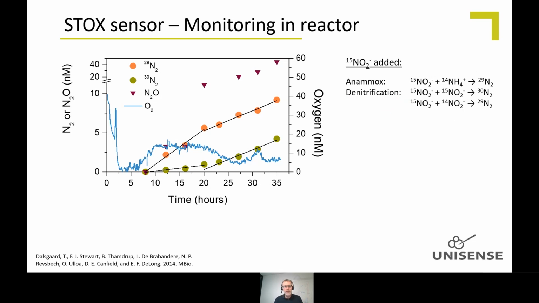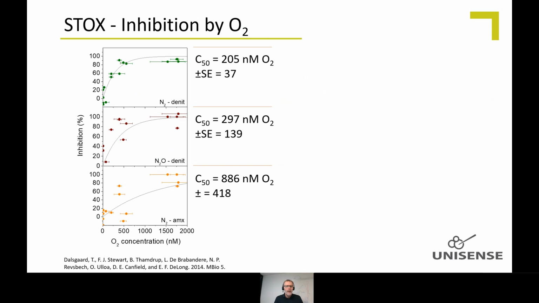I'll not show the calculations, but we did a lot of these experiments where we added oxygen, so we held it at different oxygen concentrations, relatively constant. And from that, we could calculate how much the different nitrogen processes were inhibited by oxygen. Up here we have the N2 production by denitrification, and this here shows the inhibition in percent. So it gets inhibited already 50% at around 200 nanomolar oxygen, and fully inhibited up here already at 1000 nanomolar oxygen. We could calculate from the curve fit that this C50 was 205 nanomolar.